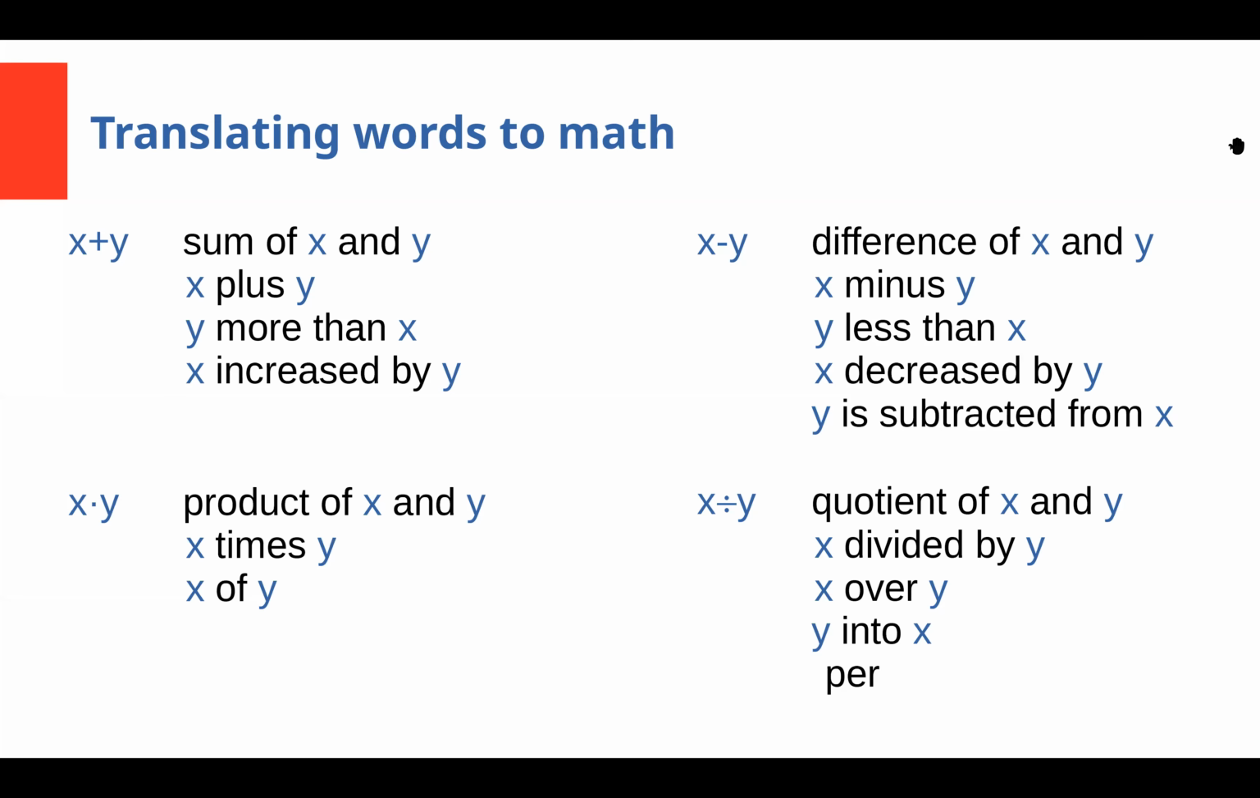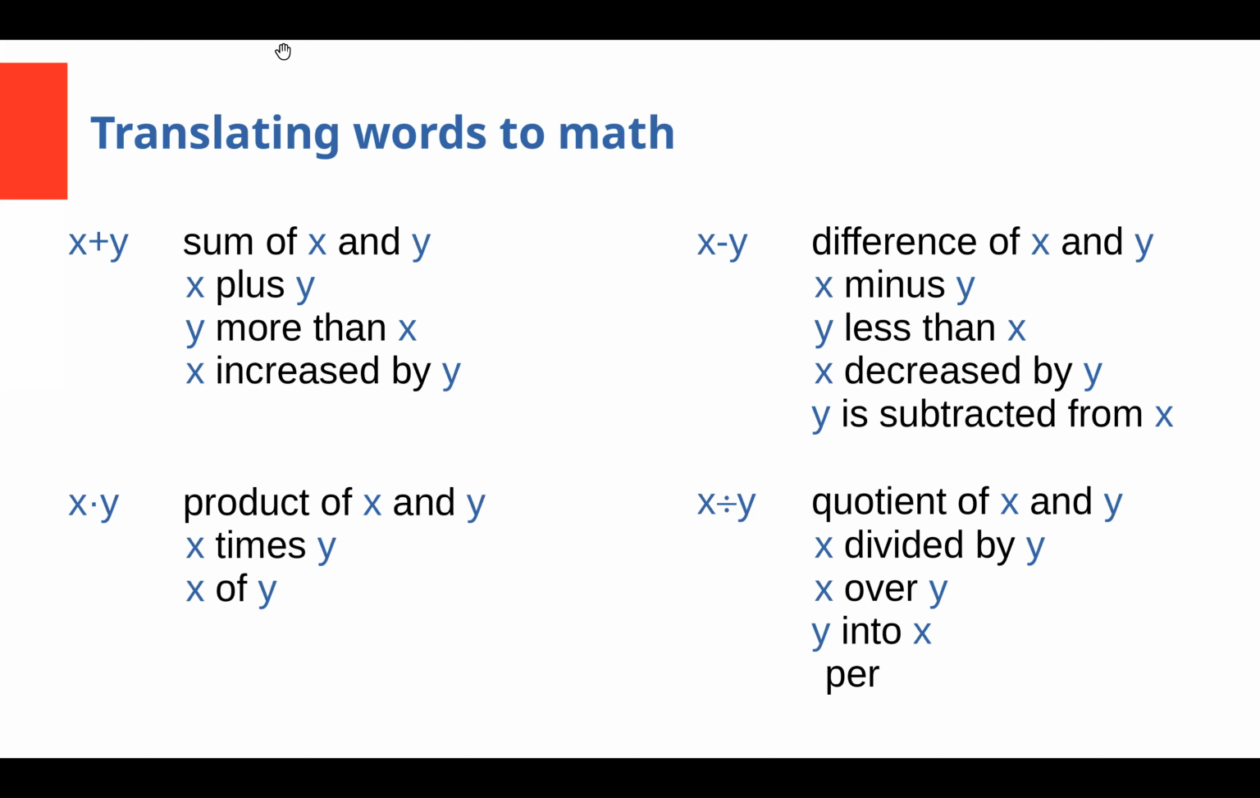So this slide talks about the words that could be used for the different operations, right? For example, when we see the plus sign, we can read it as sum of x and y, but we can also say y plus x, or x plus y, just to keep it simple. Then we can say y more than x. Note here that it's not x more than y, right? So if I were to say x more than y, I wouldn't be that correct.